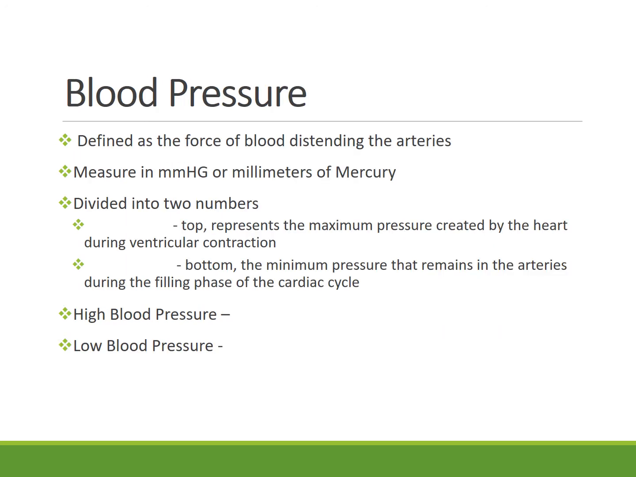Blood pressure is defined as the force of blood pushing against the arteries. It's measured in millimeters of mercury and divided into two numbers. The top number is systolic, which represents the maximum pressure created by the heart during a ventricular contraction. The bottom number is diastolic, the minimum pressure that remains in the arteries during the filling phase of the cardiac cycle.